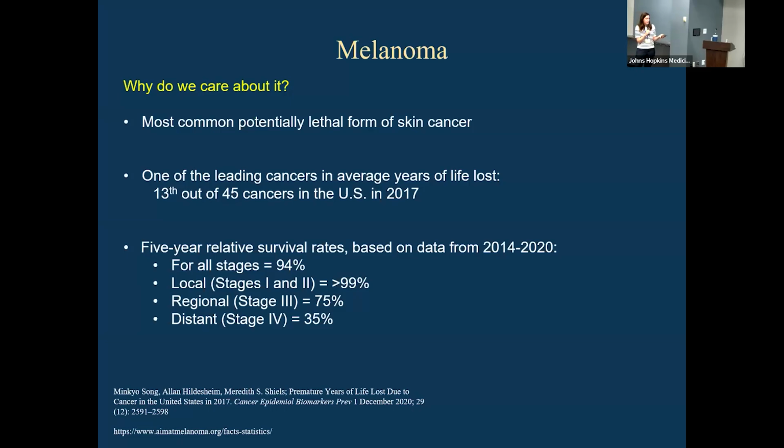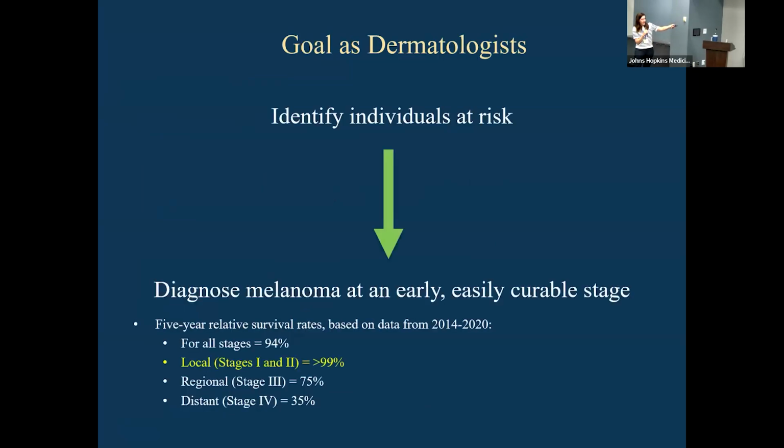And as Dr. Lipson mentioned, when we have distant disease, if you can see stage 4, those numbers have increased. This is based on 2014 to 2020 data, but stage 4 disease has a 35% 5-year relative survival rate. But if you look at local stages 1 and 2 that are highlighted in yellow, we see a 99% survival rate, okay?